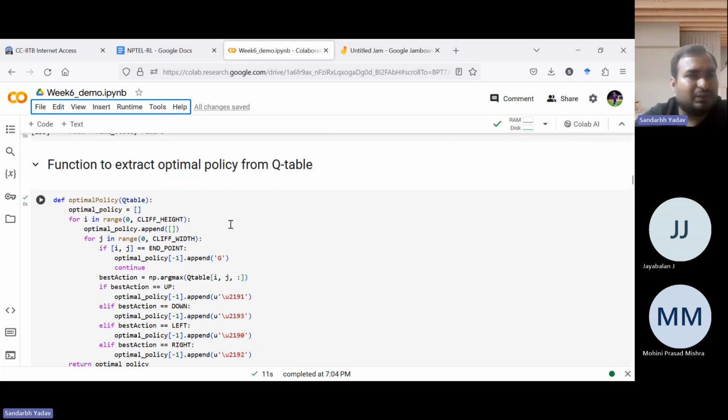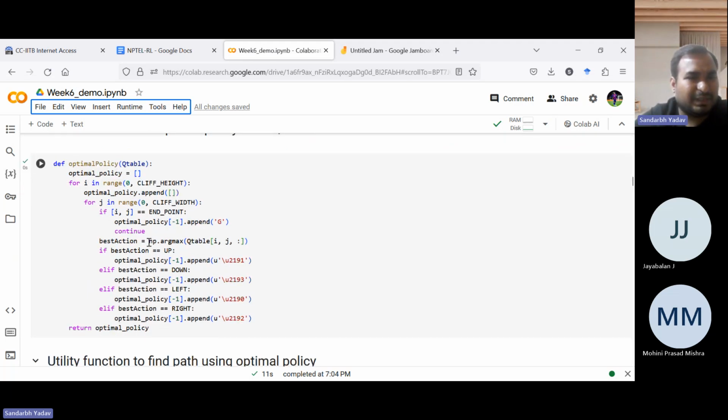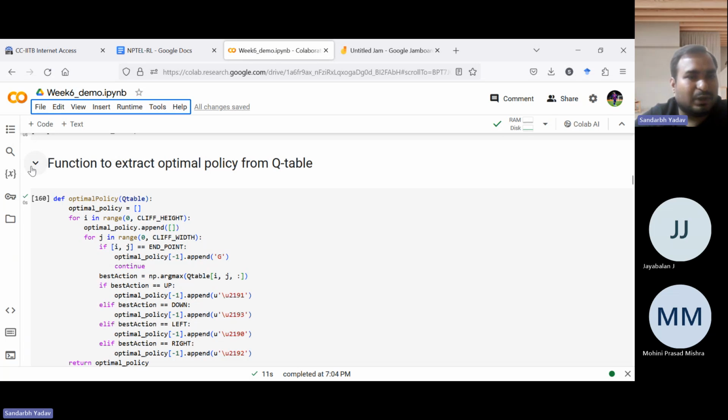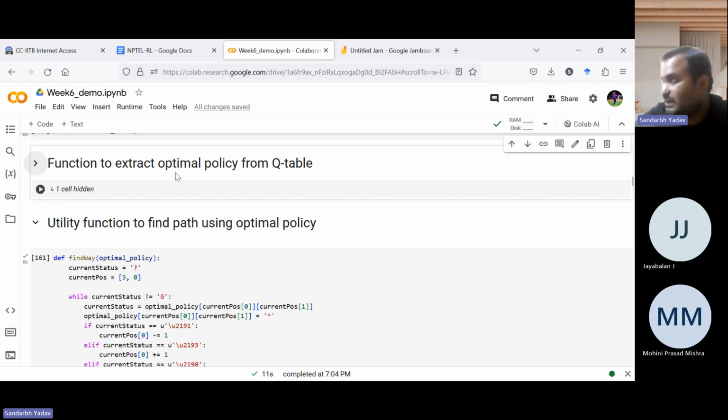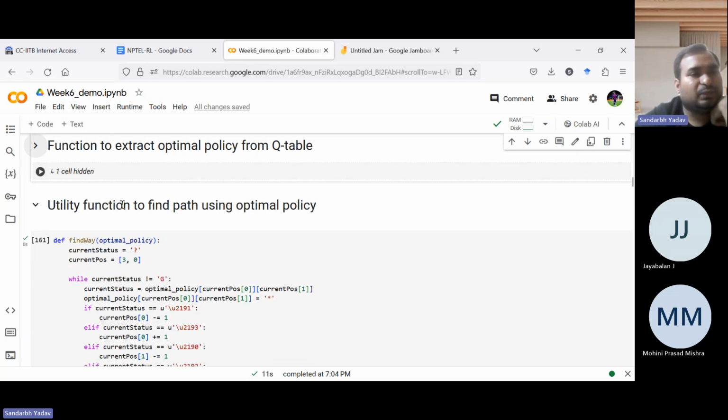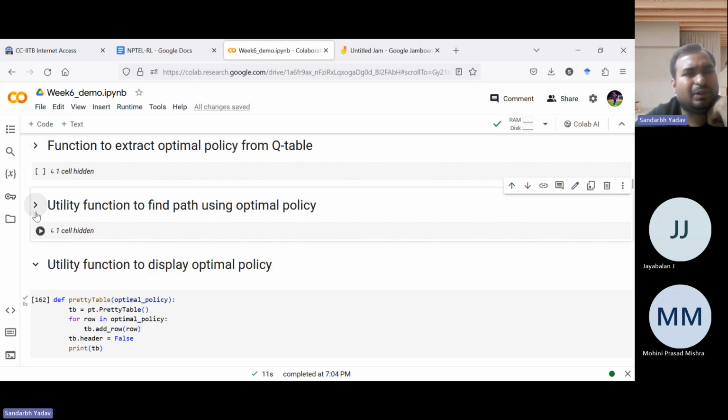So this is also a function to extract the optimal policy from the Q table. There's nothing much happening here, simply argmax. You know how to extract the policy from the Q table. Just take argmax over all the actions and it will come out. So this is the utility function to find the path using the optimal policy. This is simply for printing purposes. So once we have the optimal policy, then the optimal policy will simply specify if you are in this state, then should you go up or right or left or down.